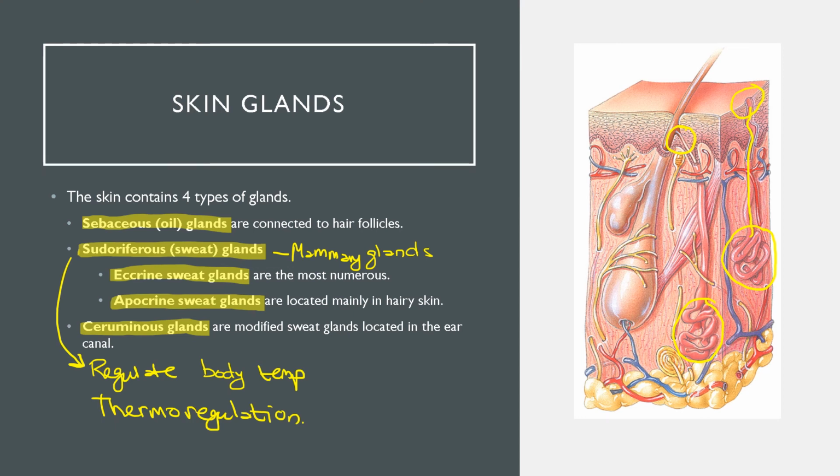Now, sweat secreted from apocrine sweat glands is odorless. However, when it interacts with bacteria on the surface of the skin, the bacteria is going to metabolize the components of apocrine sweat, causing it to have a musky odor that's often referred to as body odor. Body odor is due to bacteria metabolizing that apocrine sweat.